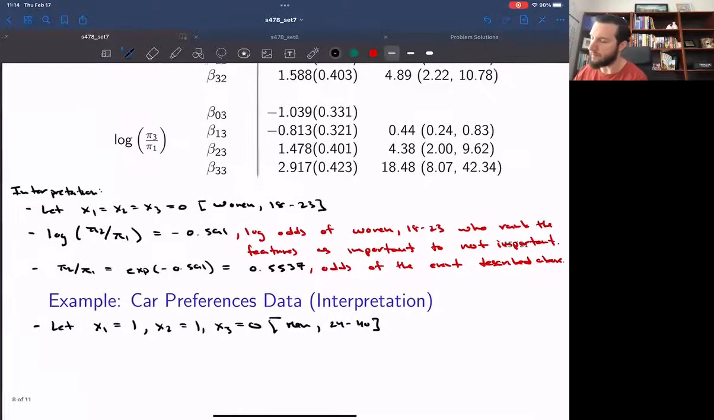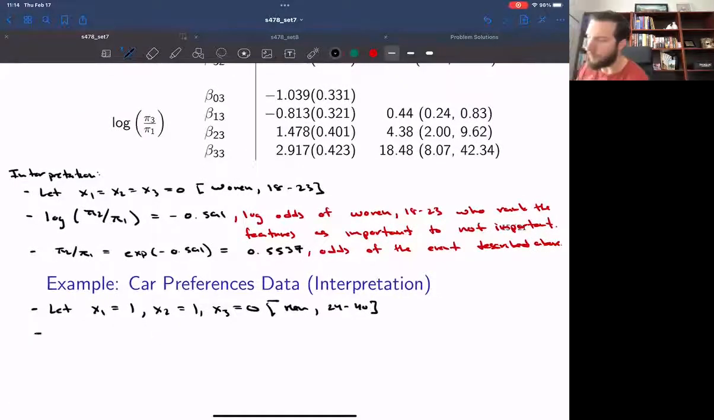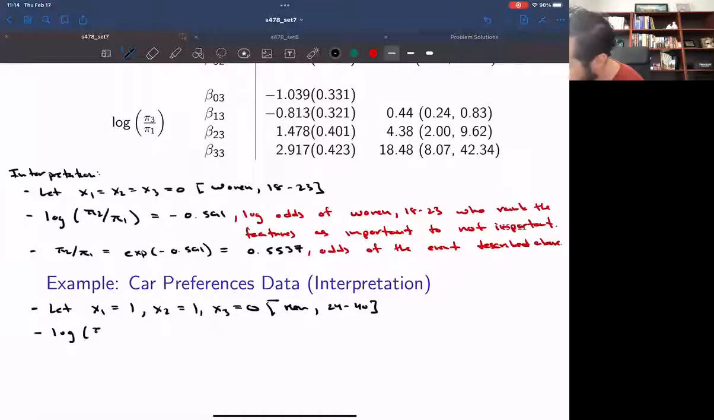Right, and this is going to be a very similar idea. Again, for illustrative purposes, let's suppose we take pi 3 versus pi 1. So this is going to be negative 1.039 minus 0.813 plus 1.478.